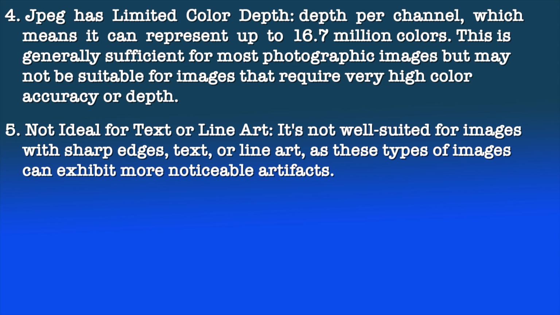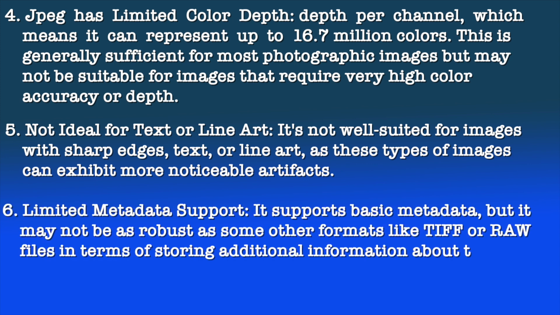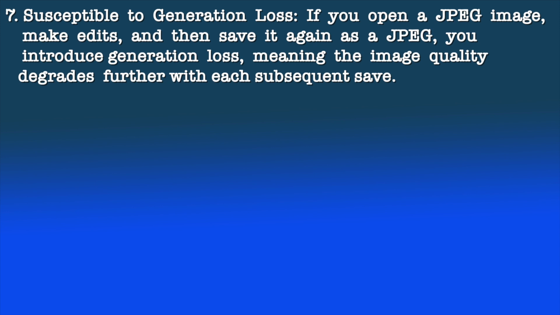It has limited metadata, but it may not be as robust as some other file formats like TIFF or a RAW file in terms of storing. It is also susceptible to generation loss. If you open a JPEG image, make edits and then save it again as a JPEG, you introduce generation loss, meaning the image quality degrades further with each subsequent save.